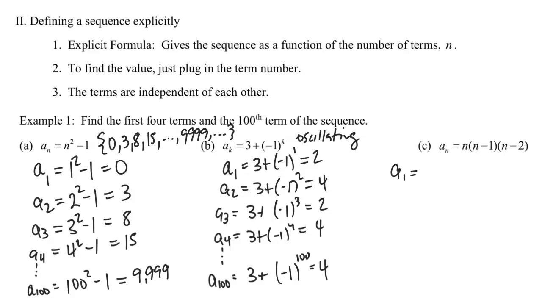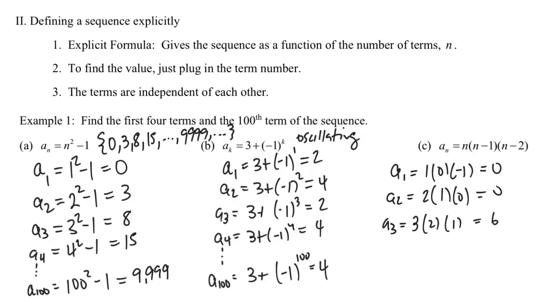Okay, a sub 1 for letter C. I'm going to plug in 1 for n, and that's going to give me 1 times 0 times negative 1, which is going to, of course, be 0. A sub 2 is going to give me 2 times 1 times 0, which again will equal 0. A sub 3 will be 3 times 2 times 1, which will equal 6. And a sub 4 will equal 4 times 3 times 2, which will equal 24.